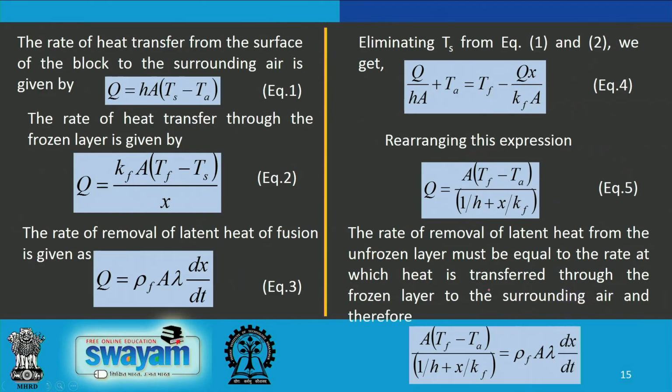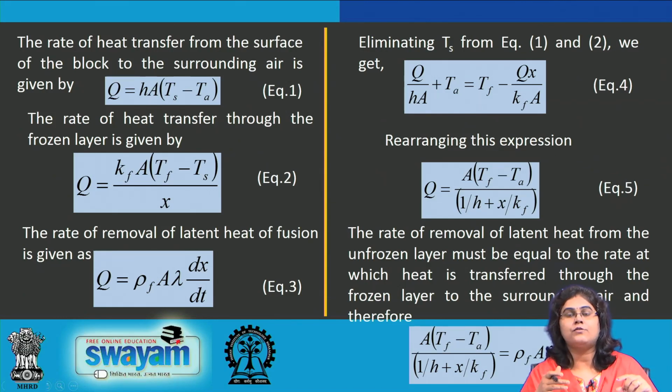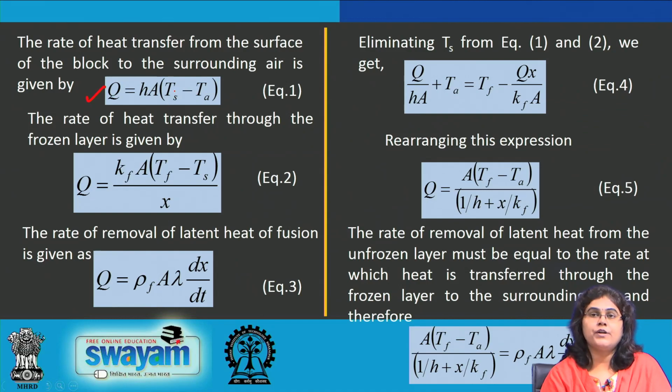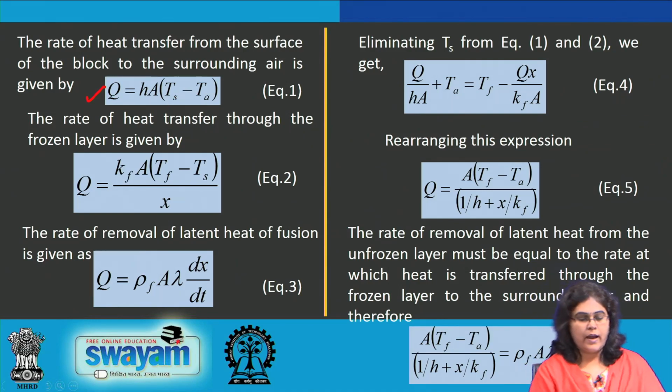So, in order to derive this time of freezing process, we should consider the rate of heat transfer from the surface of the block to the surrounding air, because initially the cold air has a lower temperature as compared to the temperature of the food block. So, there will be heat transfer, basically convective heat transfer from the food surface to the surrounding air. So, this rate of heat transfer can be designated as Q, that is hA(Ts minus Ta), where Ts already we have shown as surface temperature of the food and Ta is the cold air temperature.